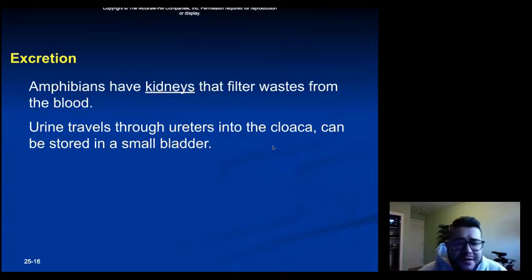The excretory system of amphibians, they use kidneys, filters out waste from the blood, creates urine, travels through the ureters to the cloaca, where it can be stored in a little bladder.